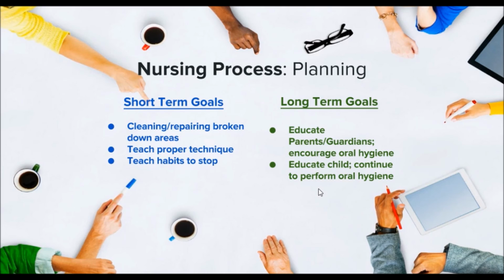Long-term goals would be to educate parents or guardians to encourage the child to have oral hygiene, because depending on the stage or age of the child, they will have a large impact of their oral health. And again, depending on the age of the child, they could understand the importance of oral hygiene. So also important to educate the child, him or herself, to continue to perform oral hygiene, and that they can understand the risks and benefits of that.